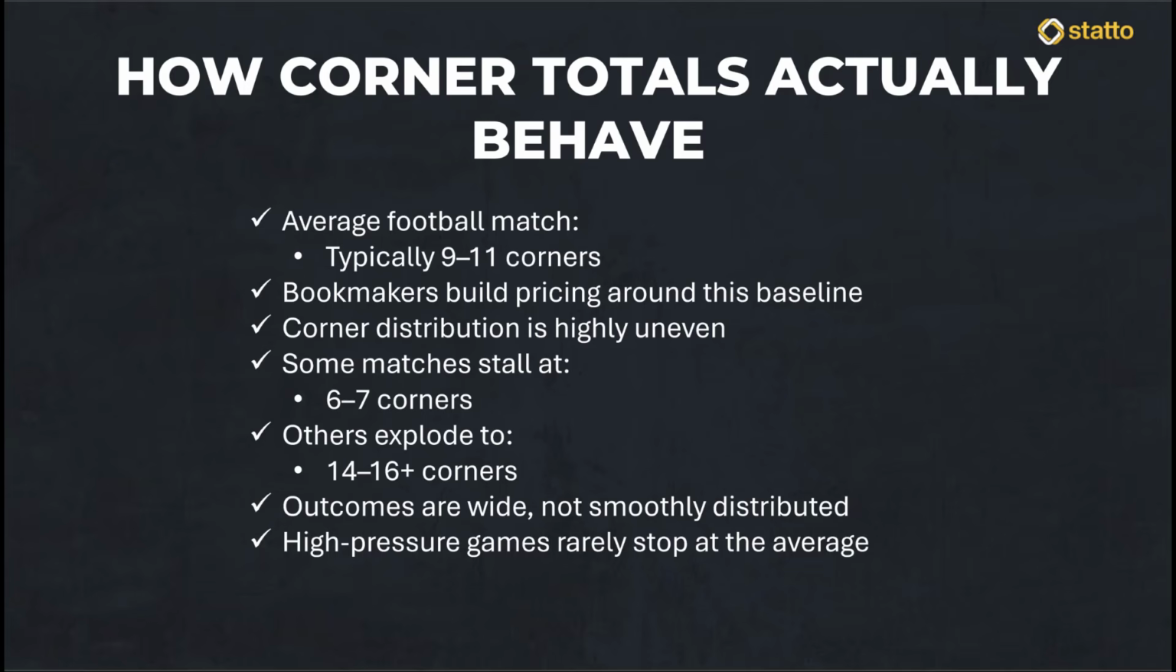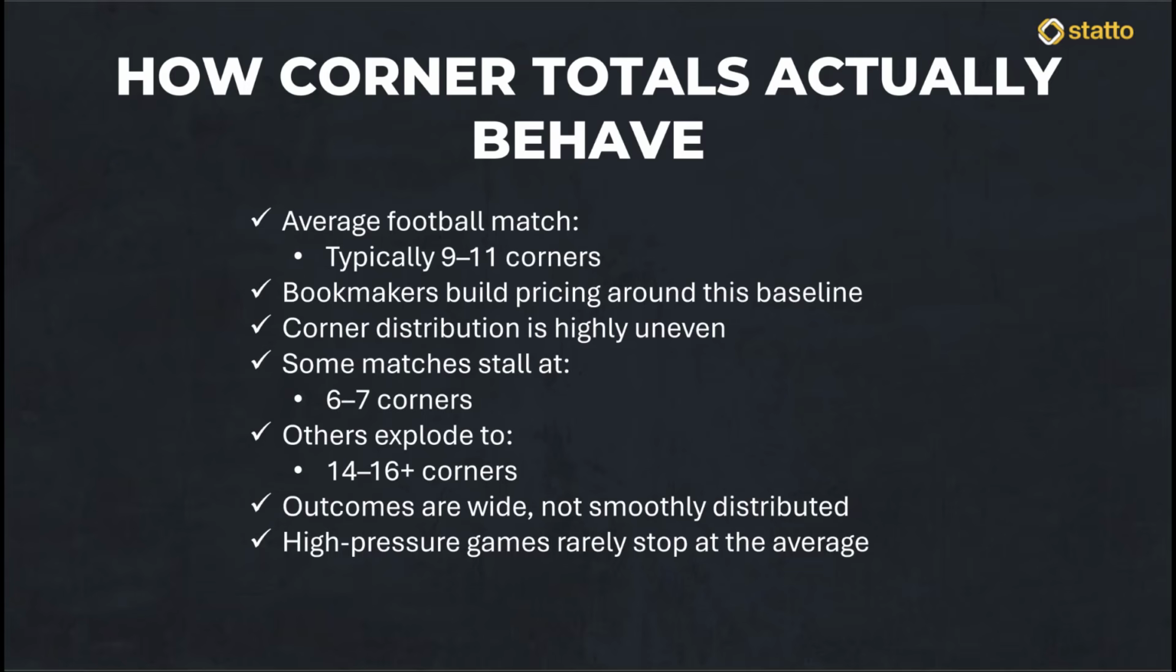Some matches will stall out at 6 or 7 corners with very little attacking pressure, and then other matches suddenly explode and finish on 14, 15, even 16 or more. So instead of a smooth curve, you've got a wide distribution of outcomes, and that's where the opportunity starts to appear. Because once a match starts leaning towards the higher end of that range, it rarely just stops right on the average, it tends to keep building.